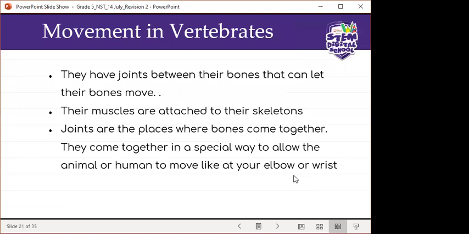Okay, so movement in vertebrates. They have joints between their bones that let their bones move. Then their muscles are attached to their skeletons. Vertebrates also have joints, which are places where the bones come together in a special way to allow the animal or the human to move, like at the elbow or the wrist. Okay.